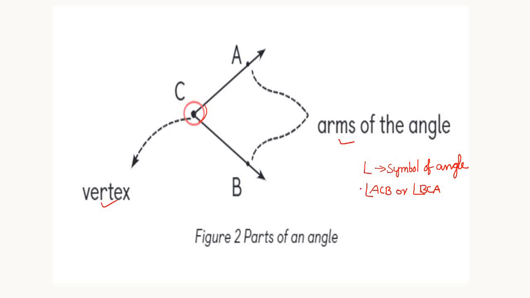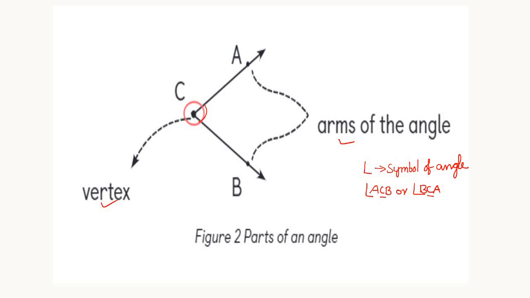What is the vertex? C. So, the vertex should always be written in the middle. What is the name of the angle? Angle ACB or angle BCA. C is the vertex, and angle ACB and angle BCA are the names of the given angle. Ray CA and ray CB are arms of the angle. These are the parts of an angle and the name of the given angle.